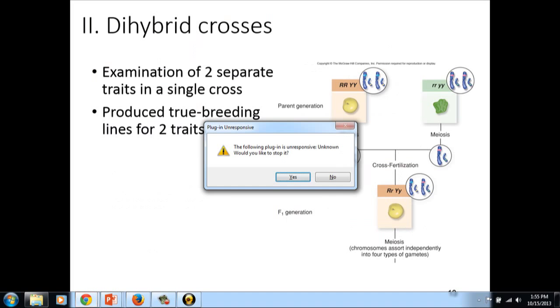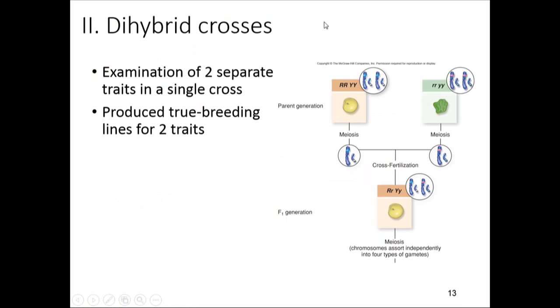But again, Mendel didn't stop there. He went on to do dihybrid crosses, which means that you have 2 separate traits. So we're looking at the color of the pea and whether it's round or smooth, the texture of it.